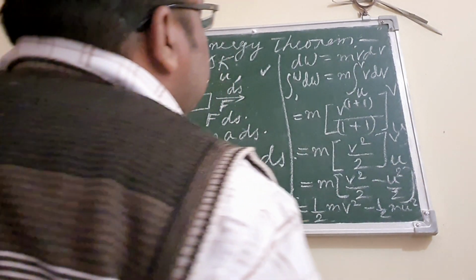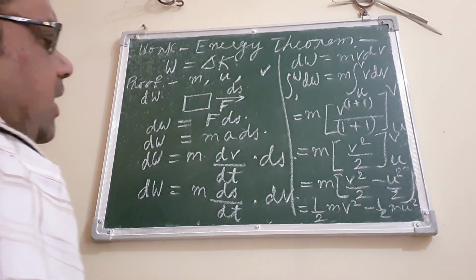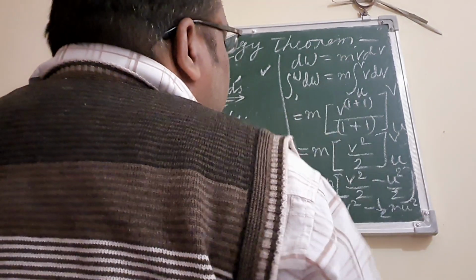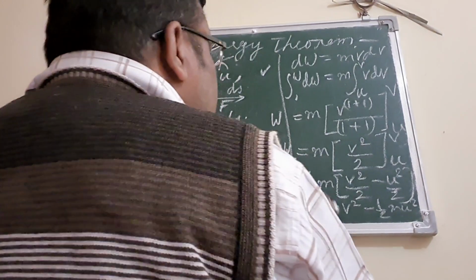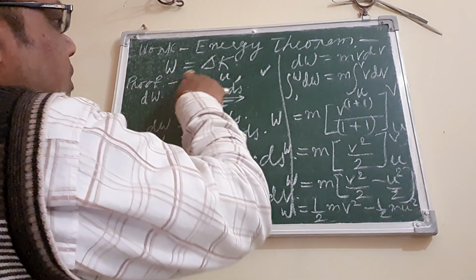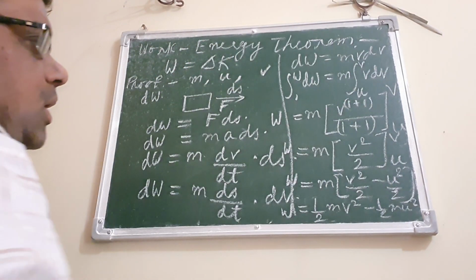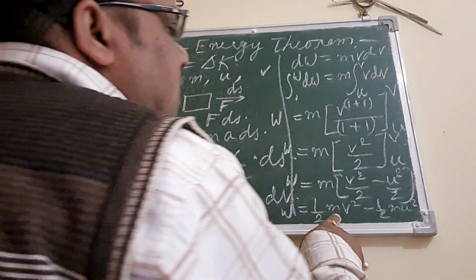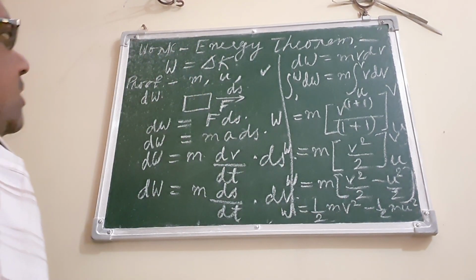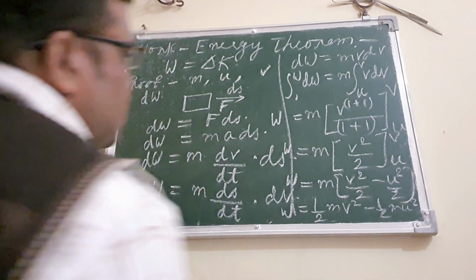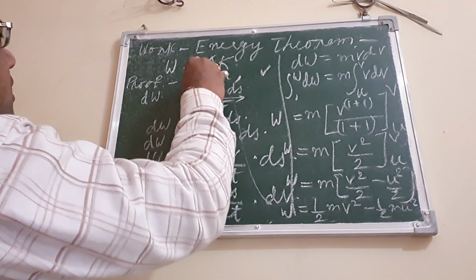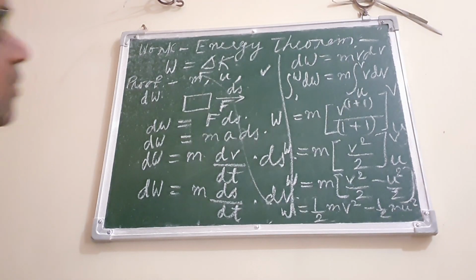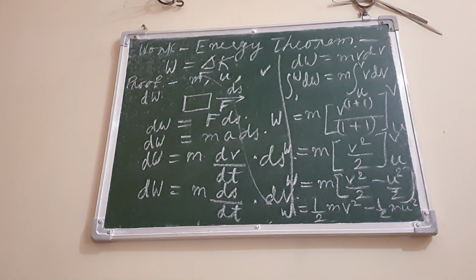So it represents the change in the kinetic energy, and that is equal to the work done W. So W is equal to delta K, final kinetic energy minus initial kinetic energy. So this is our proof. This is our work-energy theorem.